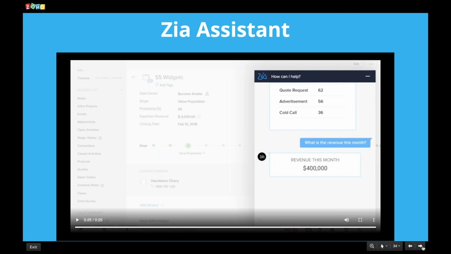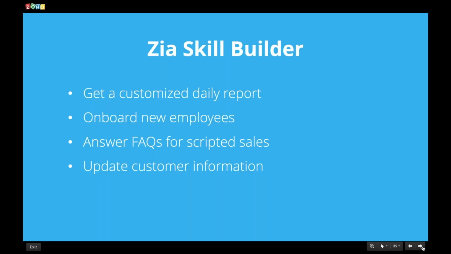So that's what Zia can do by default, but then you can use the skill builder to take that a step further. So if you want a customized daily report of things that matter specifically to you, or that are unique because of the way you've customized your CRM, then you can build that as a Zia skill.